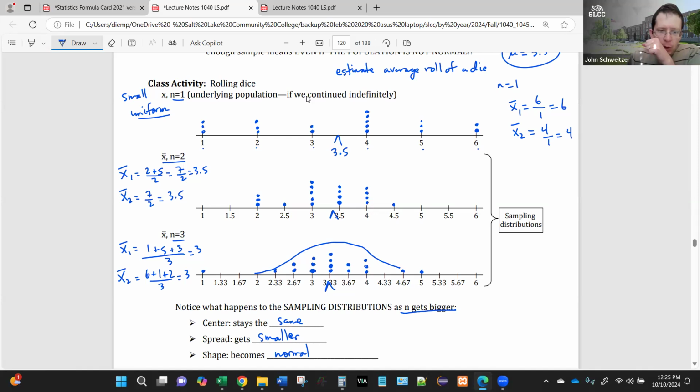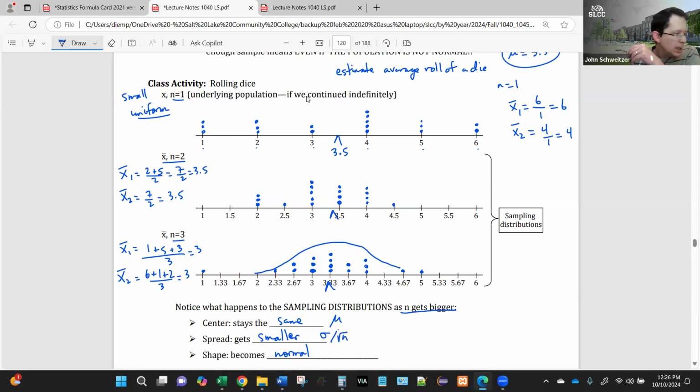So the center stays the same, so it's the same as the mean of the parent population. The spread gets smaller as the sample size gets larger, right? So if n is getting larger and it makes the standard deviation less, then it means that n is in the denominator.